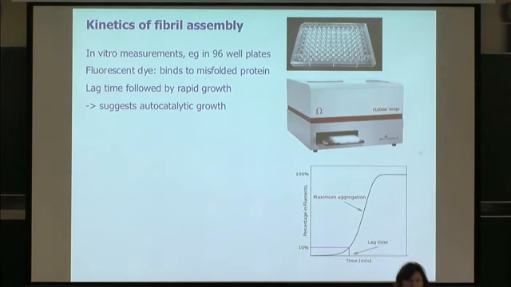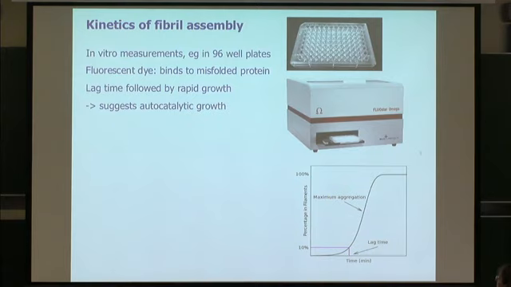So for example, my colleague Kate McPhee and her students mainly do this kind of measurement. They have a plastic plate like this, which is about 10 centimeters in size, and it contains 96 little chambers, which are about 100 or 200 microliters each. You put your protein solution into these little chambers, and you add a fluorescent dye which binds to the misfolded protein. So the amount of fluorescence is going to tell you how much misfolded protein there is.